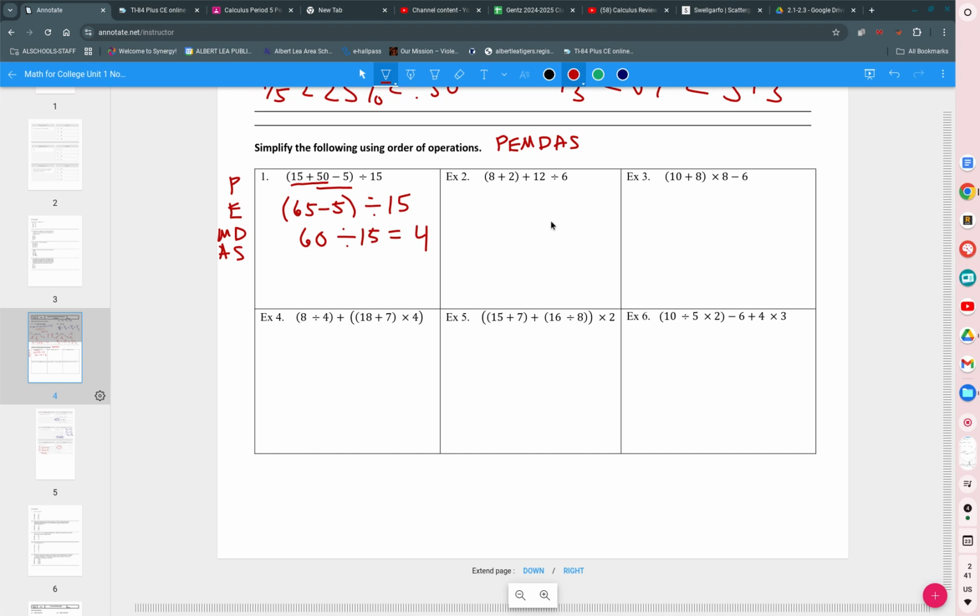Okay? Complete number 2 and 3 according to the order of operations as you remember them. See if you can come up with the right answer, 2 and 3. Order of operations is probably one of the things that people make the mistakes on the most come test time.